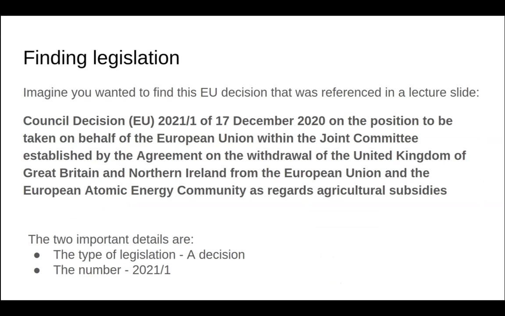We can do a similar thing to find legislation. EU legislation, such as directives, recommendations and decisions, tend to have very long names, as this example illustrates. Let's assume your lecturer used this example in a lecture slide and you want to find it for yourself. Happily, to find this, all we need to make note of is firstly what type of legislation it is. It will say this at the start. Here we can see it's a decision. Secondly, we need to make a note of the document's number. Here it's 2021/1.